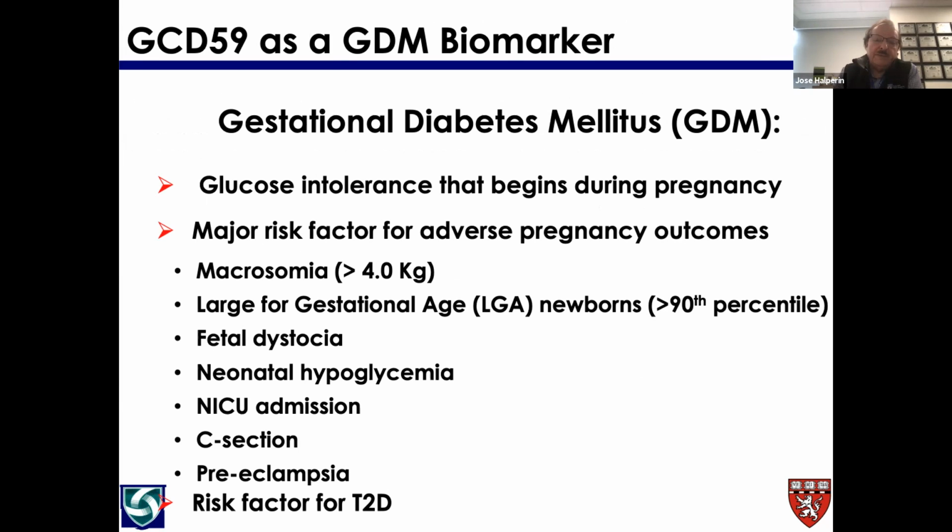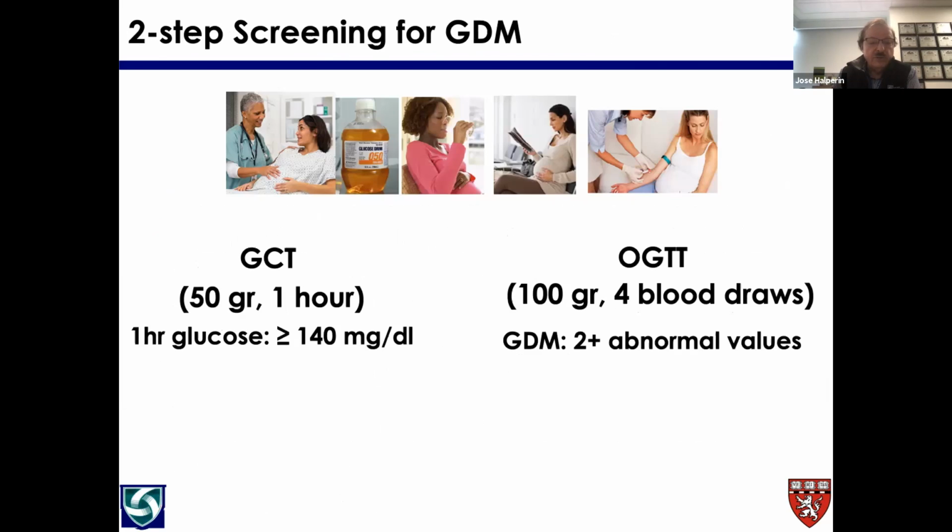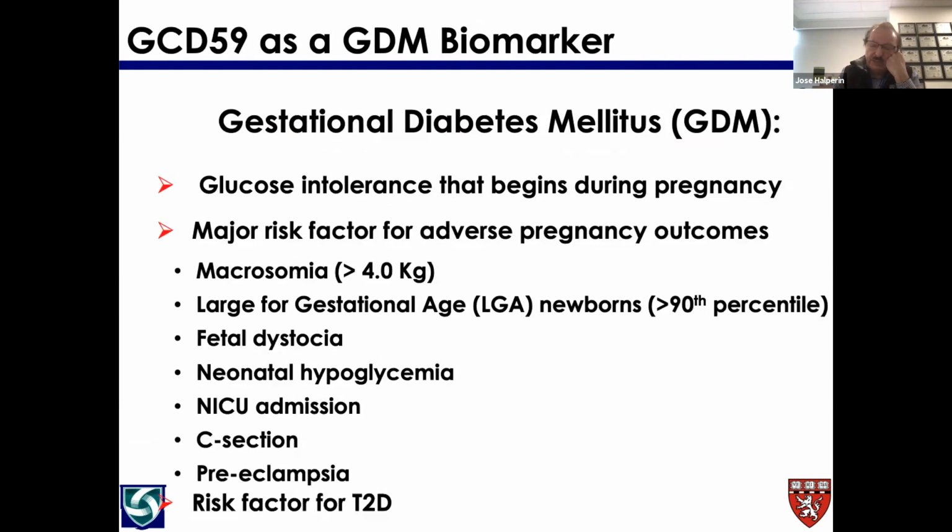because it's a major risk factor for adverse pregnancy outcomes, from macrosomia, very big babies, or large for gestational age if they are above 4 kilograms, to fetal dystocia, neonatal hypoglycemia, a series of very serious complications of pregnancy for the mother and the newborn. And importantly, gestational diabetes is a major risk factor for the future development of type 2 diabetes in the mother.